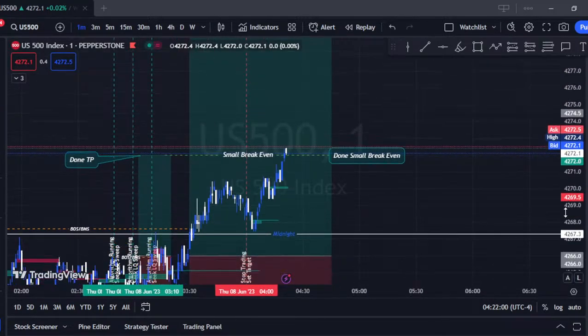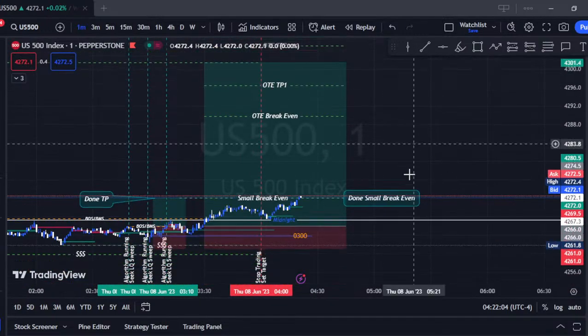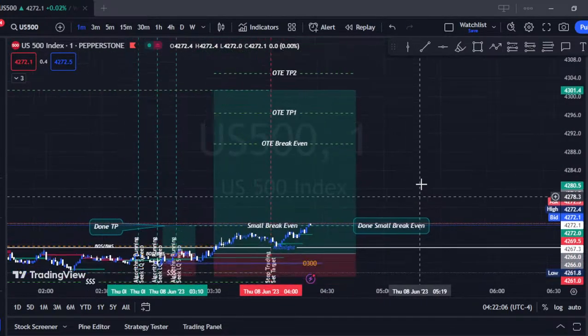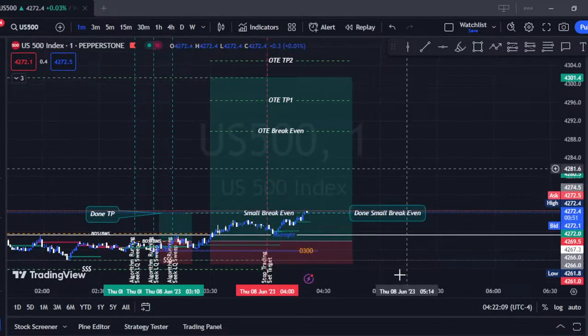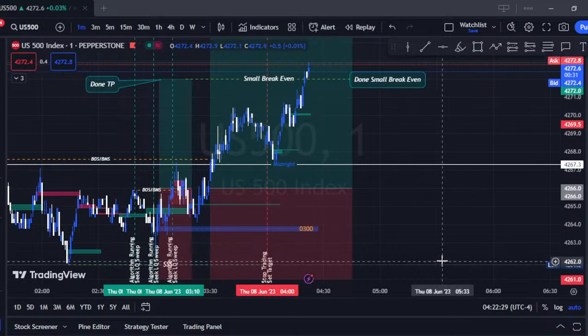I will still be holding this trade until the AM session to see if the price can reach this 300. Oh, I forgot to set my... Oh, yeah, I did. Okay, here it is, on 300. Yep, so we're pretty much good.